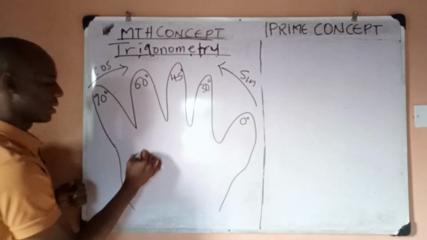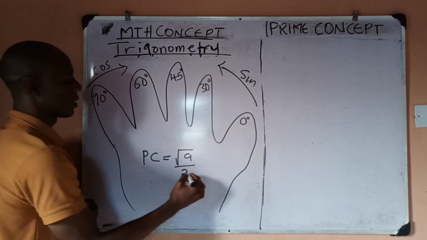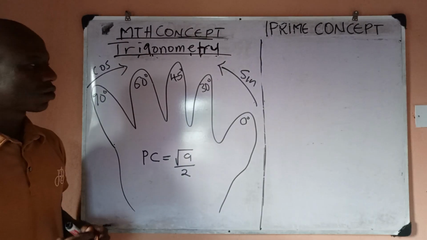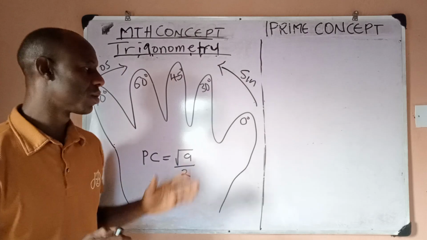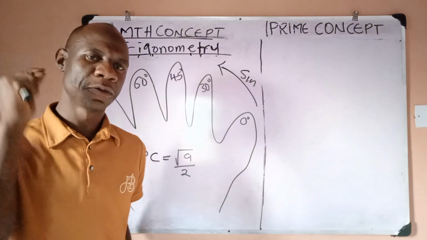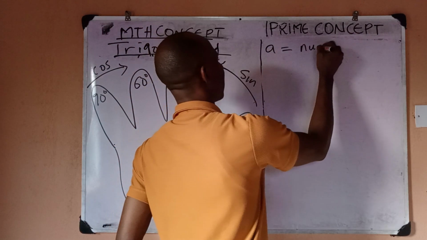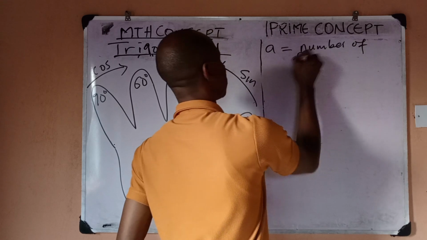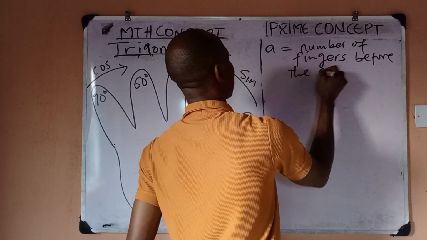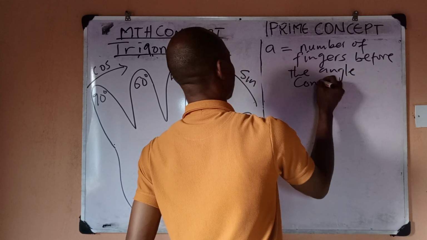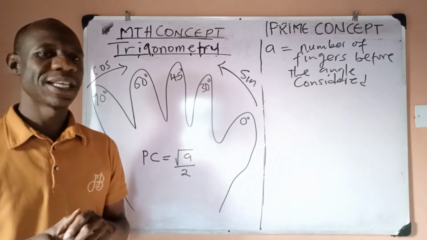And what is the formula? This prime concept formula equals root a over 2. Root a over what? 2. Now somebody may ask, please, what does a represent in this formula? Very simple. A represents the number of fingers before the angle considered. A equals number of fingers before the angle considered. A is what? The number of fingers before the angle you are considering.